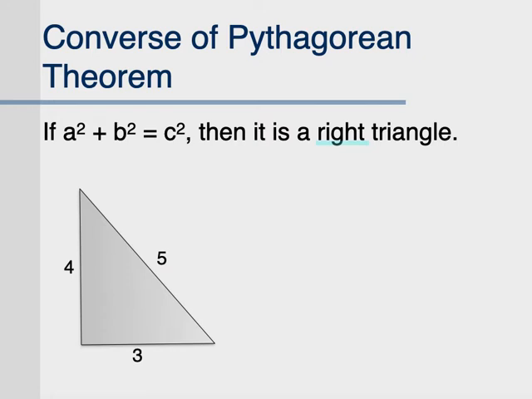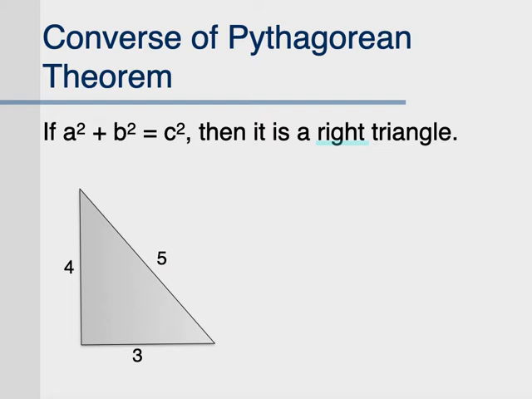Now the Pythagorean theorem also has a converse. The converse, same thing but backwards, says that if the equation a squared plus b squared equals c squared is true for your triangle, then it must be a right triangle. Let me show you what that really means.